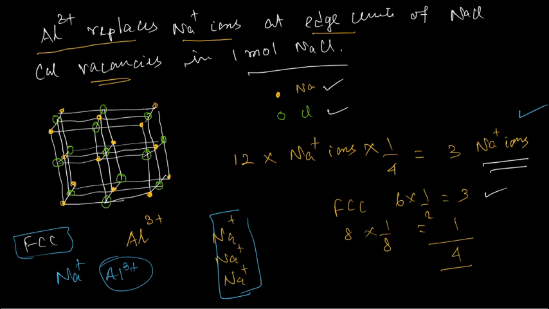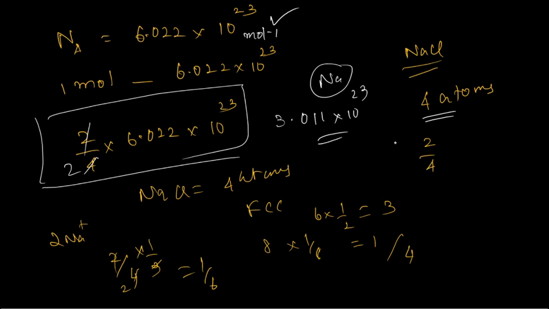So there are 4 atoms of NaCl, but 2 atoms of sodium and 2 chlorine atoms are there. So we have to calculate the sodium only. So 2 out of 4 into Avogadro's number, 6.022 into 10 power 23. So 1 by 2 of 6.022, which is nothing but 3.011 into 10 power 23 sodium atoms.